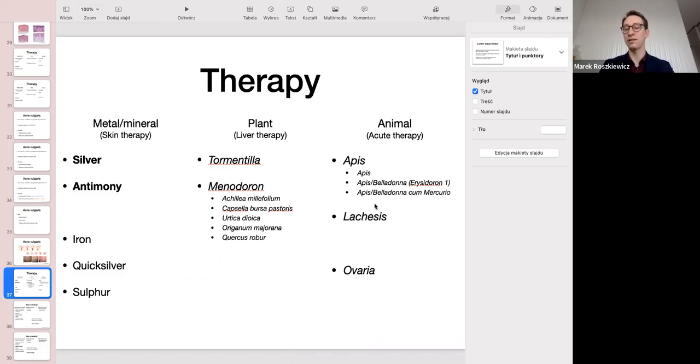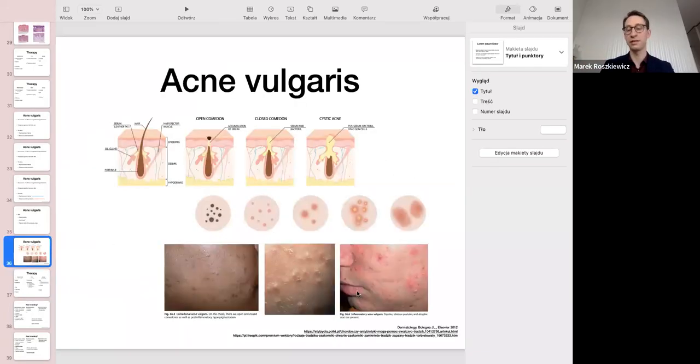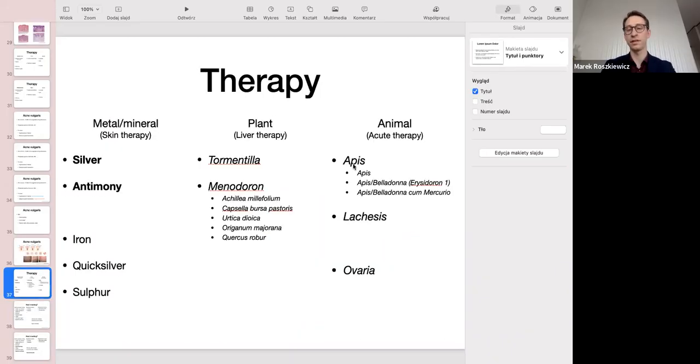So Apis and Lachesis, which is a kind of snake poison. Snake we would use to go anti-inflammatory in the skin when we have this situation. So here we would use a bit more this Apis Belladonna. This is Erysidoron from Weleda, or Apis Belladonna cum Mercurio from Wala. They are very effective. And when we have, for example, dark-haired patients, we can use Sulfur in Erysidoron 2, and they give us very good outcomes.